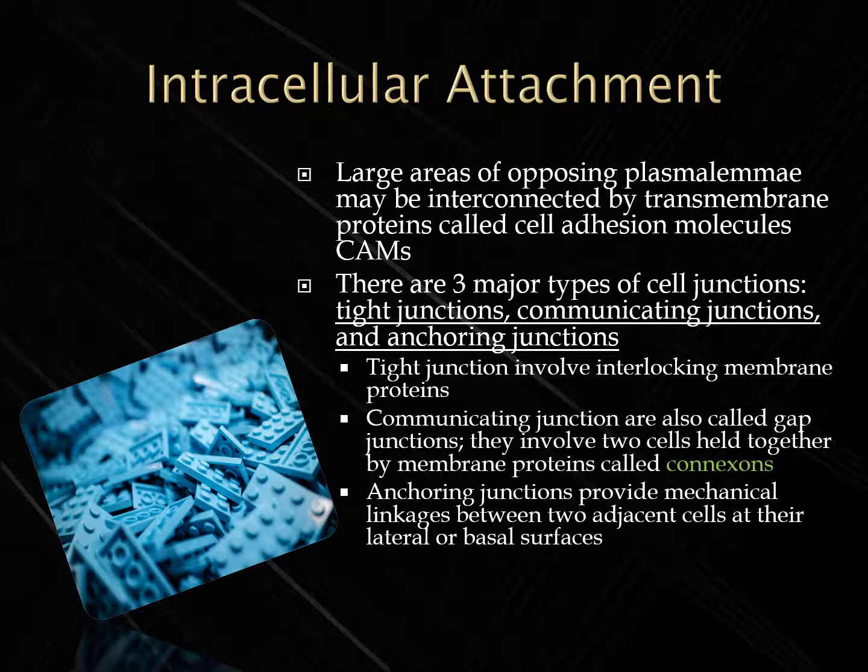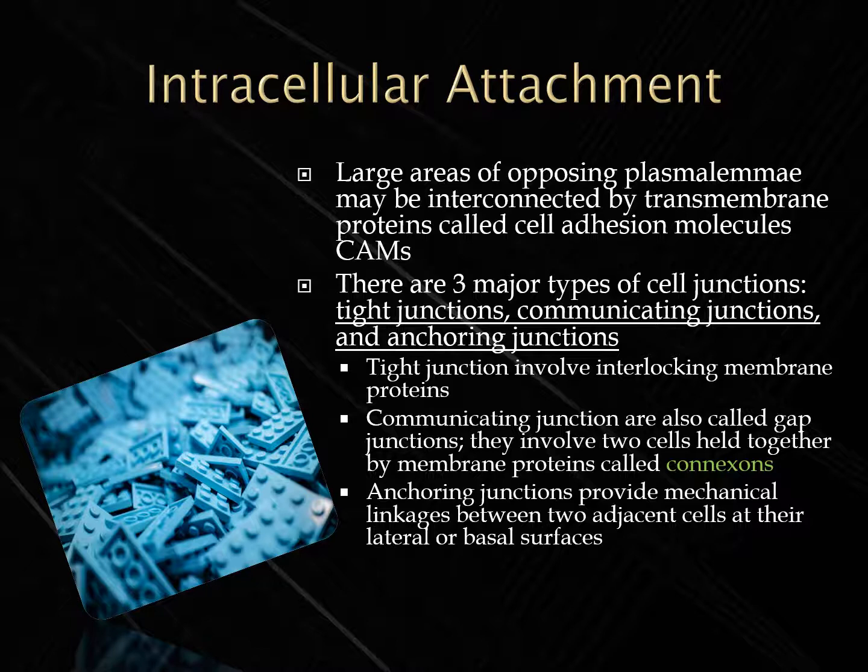Large areas of opposing plasmalemmae may be interconnected by transmembrane proteins called cell adhesion molecules, or CAMs. There are three major types of cell junctions. 1. Tight junctions, 2. Communicating junctions, and 3. Anchoring junctions. Tight junctions involve interlocking membrane proteins.